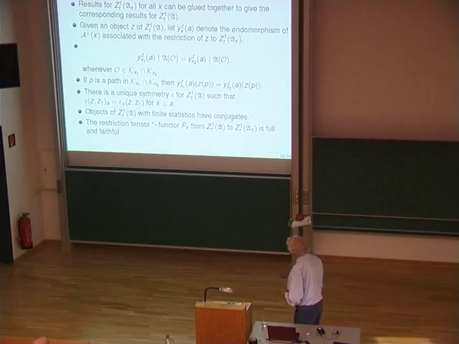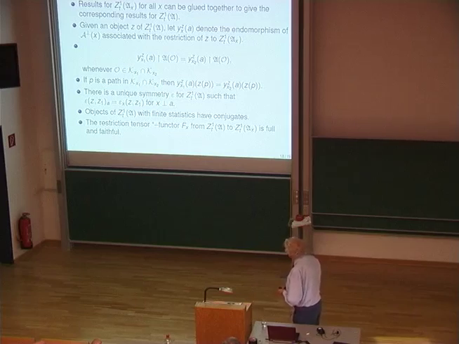If you start then with a one cocycle Z in Z1T of A, and you let YZ of X in A denote the endomorphism of this algebra A of perpendicular of X, your C star algebra, associated with the restriction of Z to Z1T of A of X. And these are endomorphisms which depend on X. We haven't defined them for the theory on the whole space-time.